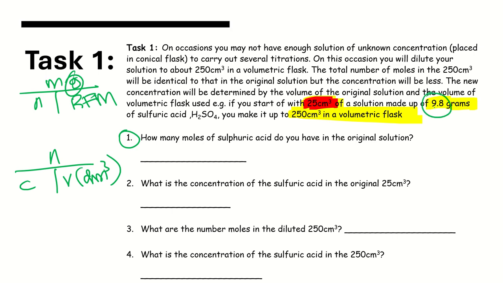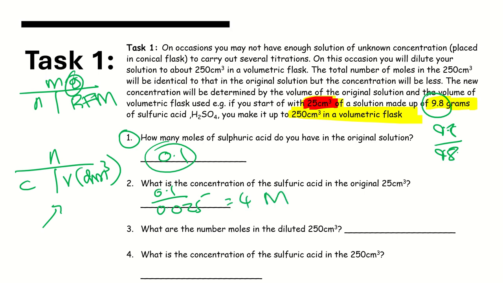So we've got the mass, so we use the first equation, which is 9.8 over the RFM of sulfuric acid, which is 98. That comes out as 0.1. I've designed this to be a nice round number, of course. Then we're asked to work out the concentration of the sulfuric acid in the original 25. So now we go to our second equation, where concentration equals moles, 0.1, divided by the volume. The volume is 25 cubic centimeters, which is 0.025 decimeters cubed. So that equals 4 moles per decimeter cubed.